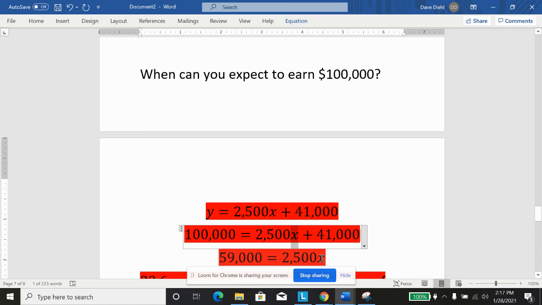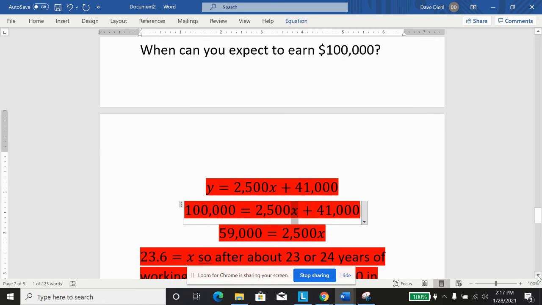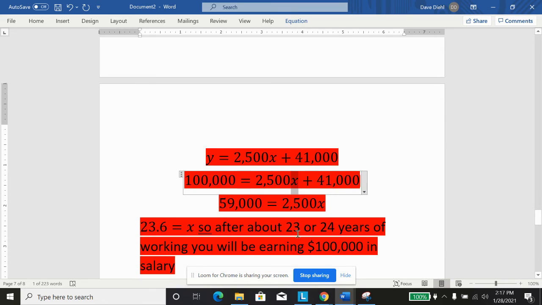And if you earn 2,500 a year, how many years would that take? Well, you divide both sides by 2,500, and it's about 23.6. So you would have to increase $2,500 23.6 times. In other words, after about 23 or 24 years of working, that's when you'll be earning $100,000 in salary. Now you might say, you know what?